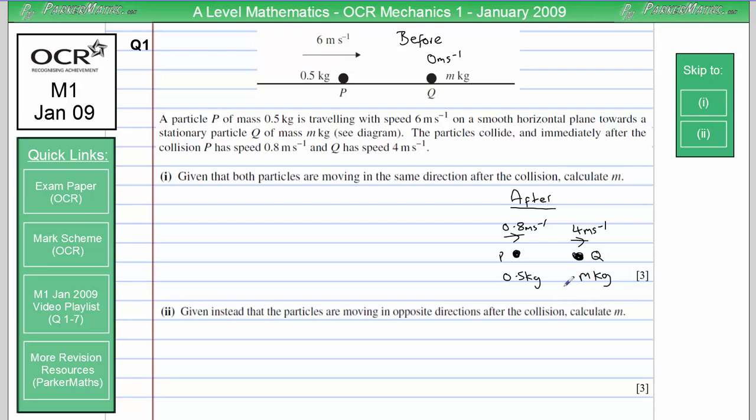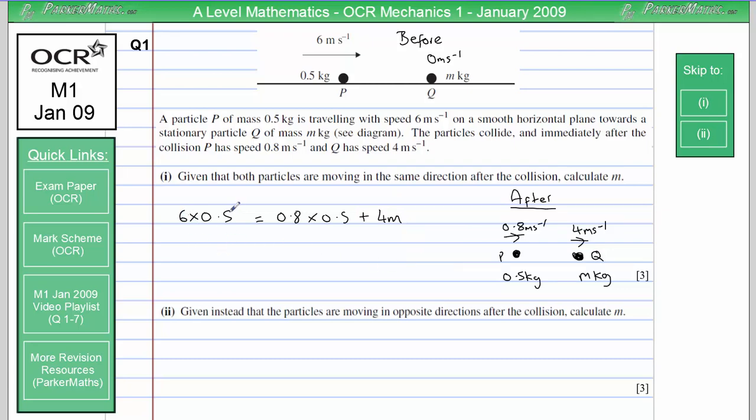To find m, we're going to write down a momentum equation, and that says that the momentum before the collision of the whole system has to be equal to the momentum of the whole system after the collision. So remember, the momentum for each particle is mass times velocity, so we'll do that for particle P. So we're going to have the momentum of P is 6 times 0.5. The momentum of Q is 0 because mass times velocity here will give us 0, so we won't put anything for that. And on the right hand side we'll write the momentum after, so the momentum of P is 0.8 times 0.5, and the momentum of Q is 4 times m, which we'll write as 4m.